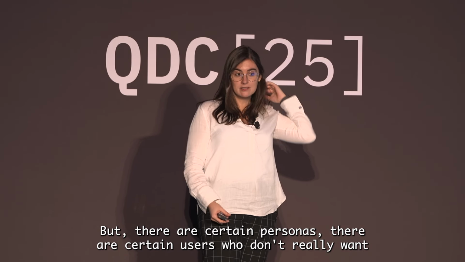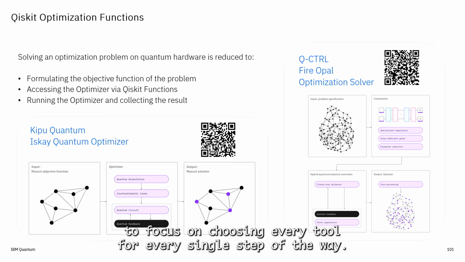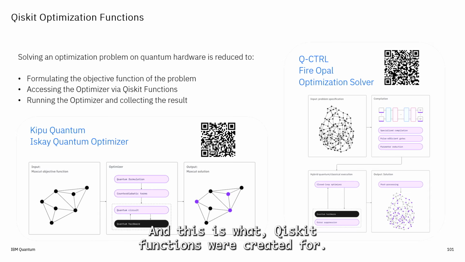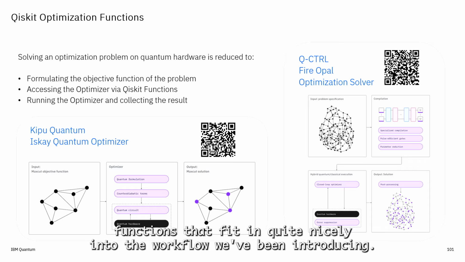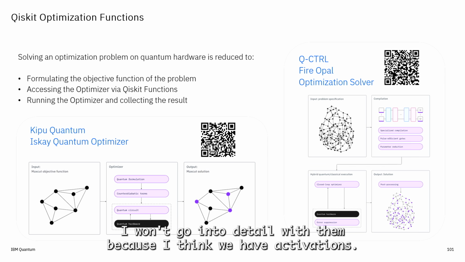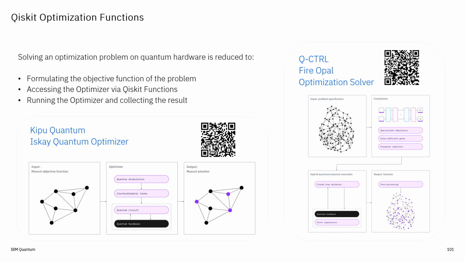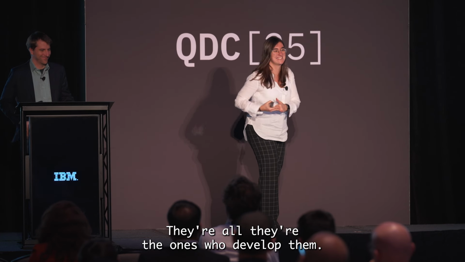But there are certain personas, there are certain users who don't really want to focus on choosing every tool for every single step of the way. And this is what Qiskit functions were created for. And in particular, as Stefan already mentioned, we have two optimization functions that fit in quite nicely into the workflow we've been introducing. These are the Kipu and the QControl ones. I won't go into detail with them because we have the booths. You can go ask them. They're the ones who develop them.